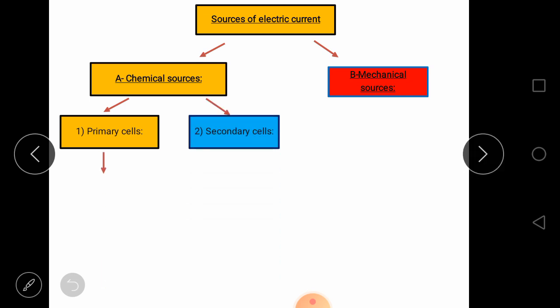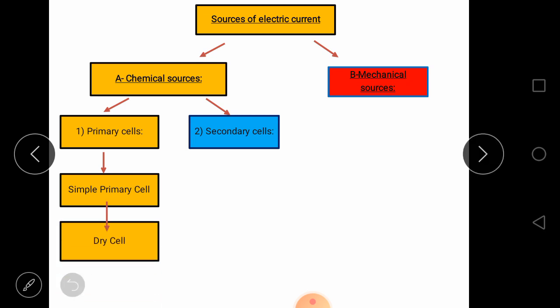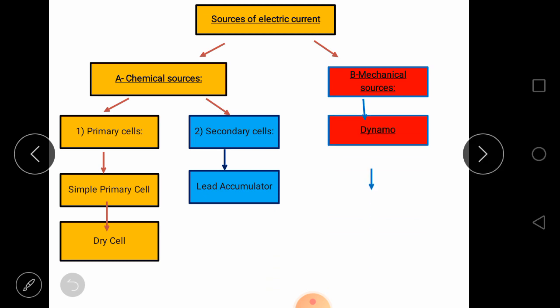We have the primary cells examples. We have the simple primary cell, or voltaic cell sometimes, and the dry cell or the battery. Whereas the secondary sources of electric current, we have the car battery or lead accumulator. Whereas in mechanical sources, we have the dynamo and the generator, the dynamo of the bicycle.